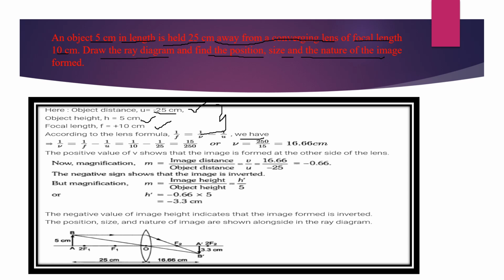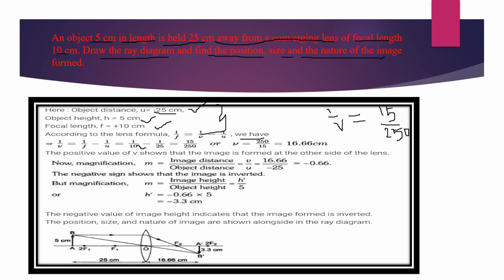So 1 by v is equal to 1 by 10 minus 1 by 25. Here also the same thing. You have to take an LCM. So if I take the LCM, you'll get 25 minus 10, it will be 15 by 250. So 1 by v is equal to 15 by 250. If I want v, I'll just reciprocate it. So it will be 250 by 15. If I divide that, I'll get 16.66 centimeter.